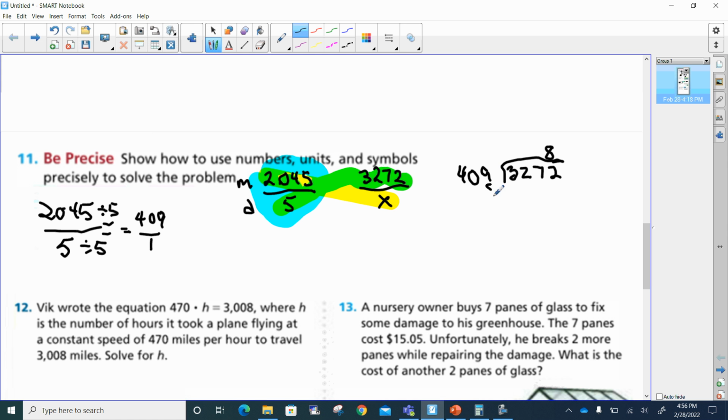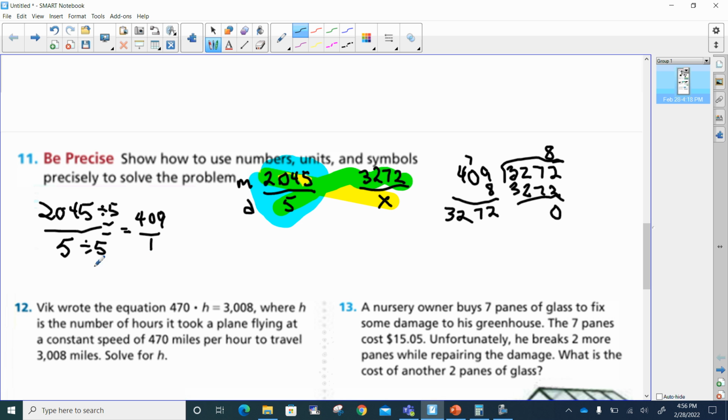We're going to double check it here to make sure the book didn't make any mistakes. 9 times 8 is 72. 0 times 8 is 0, plus 7 makes 7. 4 times 8 is 32. So we have exactly 3,272. Okay?